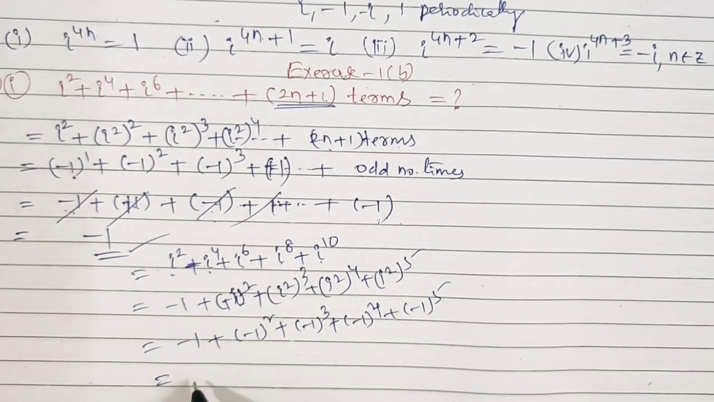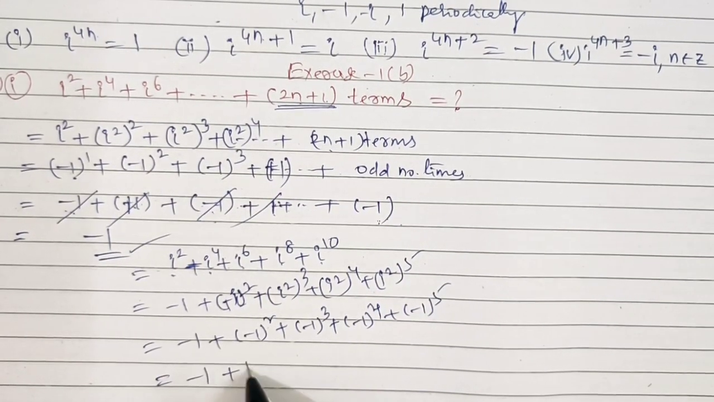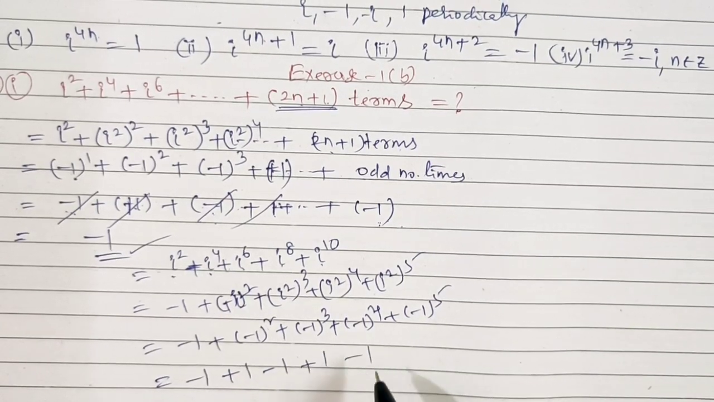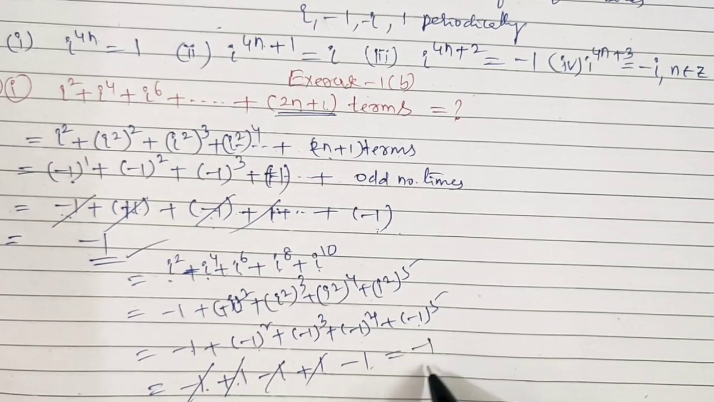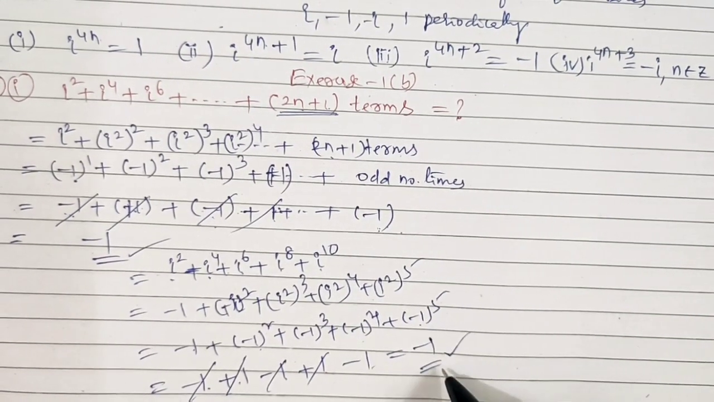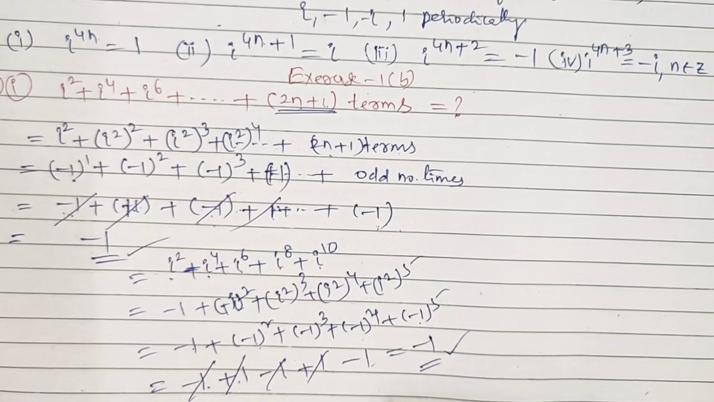So if you simplify: minus 1 plus 1 minus 1 plus 1 minus 1. I repeat, minus 1 whole square is 1, minus 1 whole cube is minus 1, and so on. Because an odd power of minus 1 gives minus 1 itself. So minus 1 plus 1 minus 1 plus 1 minus 1, the result is minus 1. So for example I have considered like this. Clear now? Is it clear?